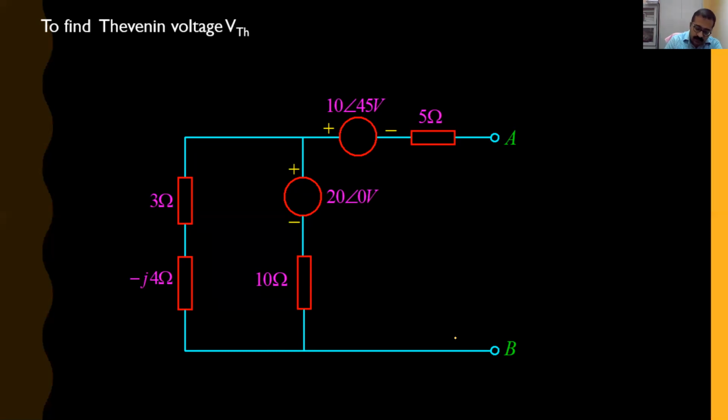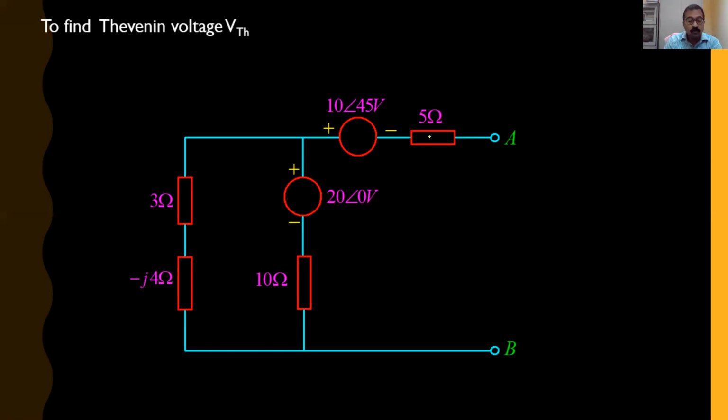So we will take this path: 10 ohm, 20 angle 0. Okay. What's the voltage across the 5 ohm? The voltage across this 5 ohm resistance is 0. Why? Because no current is flowing. Why is no current flowing through the 5 ohm? Because A and B is open. Current can flow only in a closed path. Since A and B is open, no current can flow through the 5 ohm.